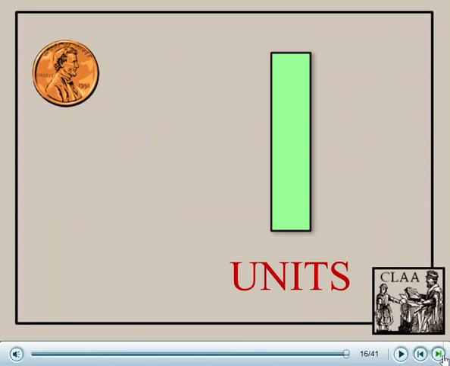To learn how to write the number 10, we need to learn something else about the numbers we've already studied. When we count, the things that we count are called units. And so the numbers that we have studied are all different units. For example, on this screen, there is 1 penny. And so we write 1 unit.